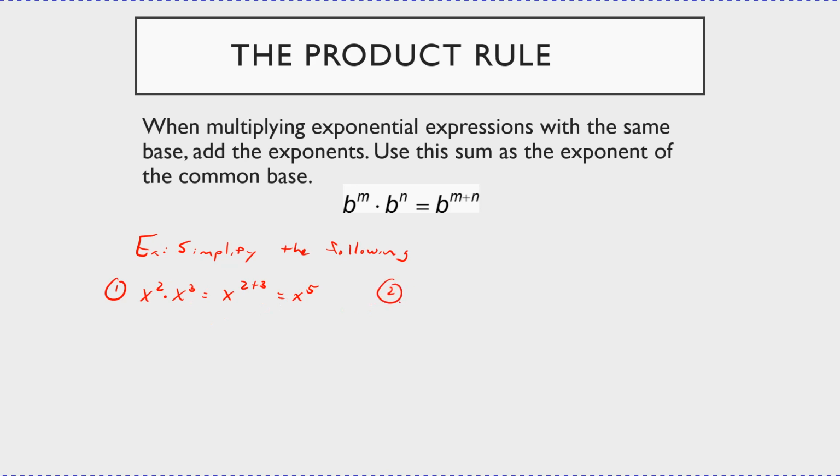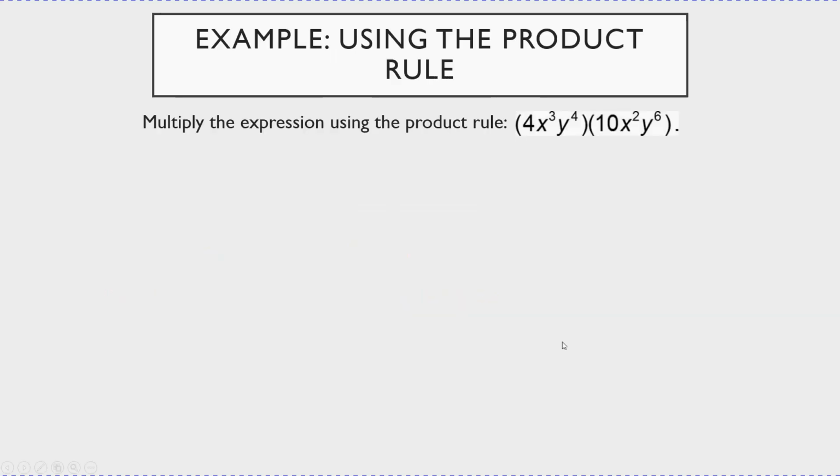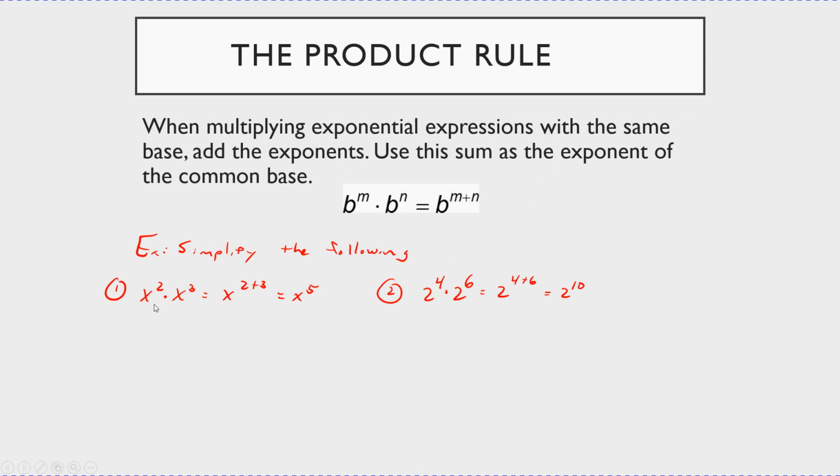Or if you want to actually put some numbers to it, if you were to take 2 to the 4th power times 2 to the 6th power, notice here the base 2 is the same. So this would be 2 raised to the 4 plus 6, or 2 to the 10th power. We'll just leave it like that. We won't actually figure out what 2 to the 10th power is right now. All right, so let's multiply this expression next and use the product rule. In both of these cases, whenever we have a common base, we just add the exponents.